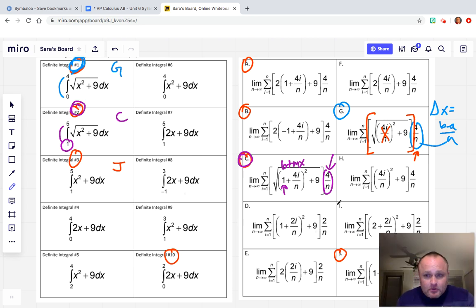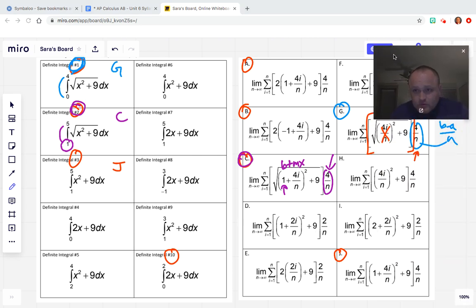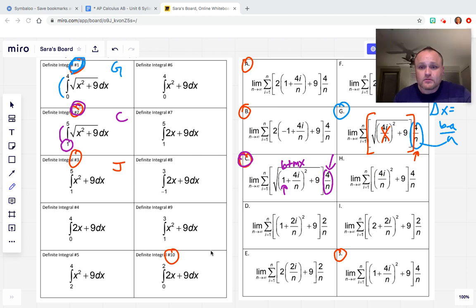Okay, so I'm going to actually have to move that over. All right, so J says 4 over n is the jump. So it's going to have a jump of 4. 1 to 5 is a jump of 4. We're going to start at 1, which makes sense. And it's going to be all of this squared plus 9, which is exactly what we have over here. Okay, so let's keep going through these.